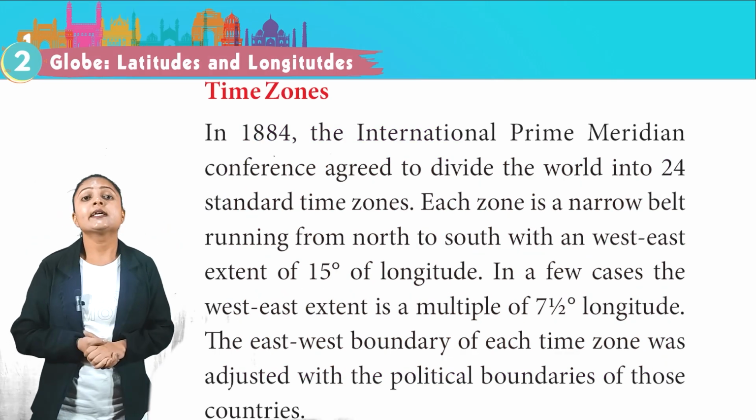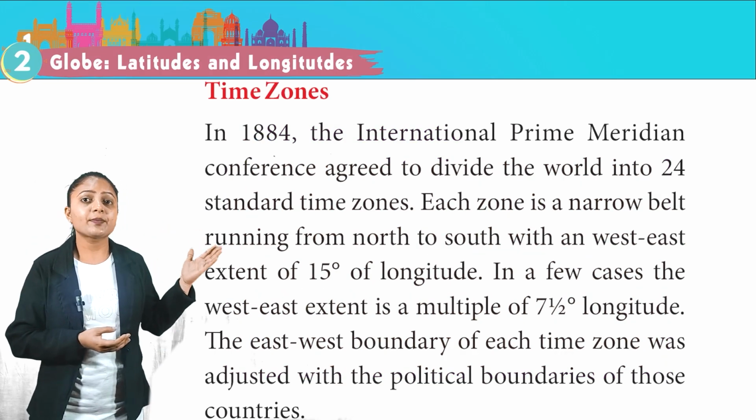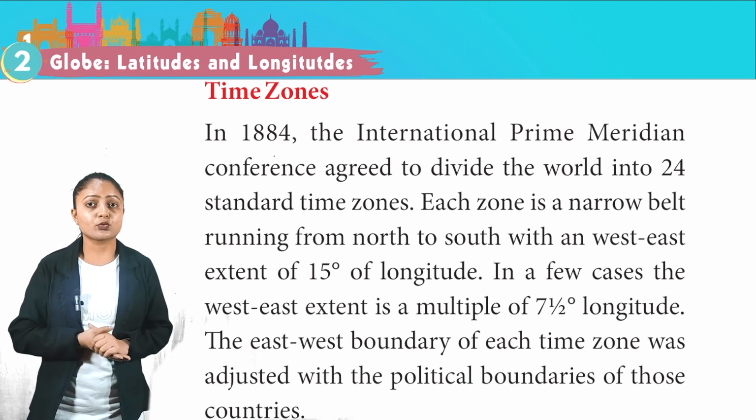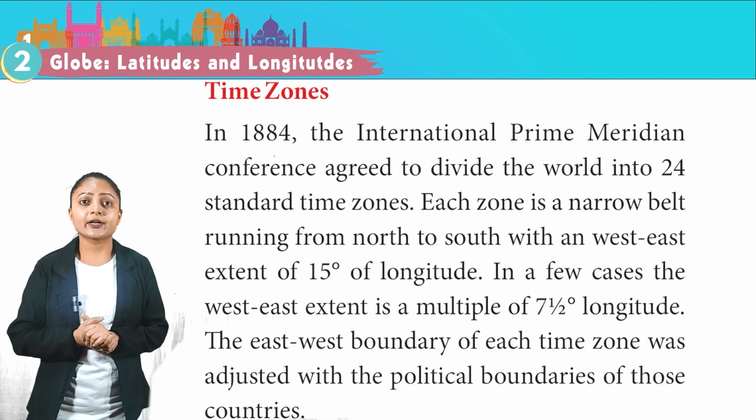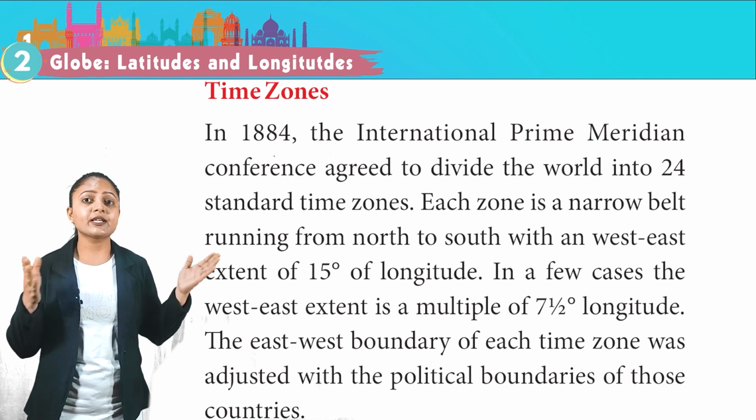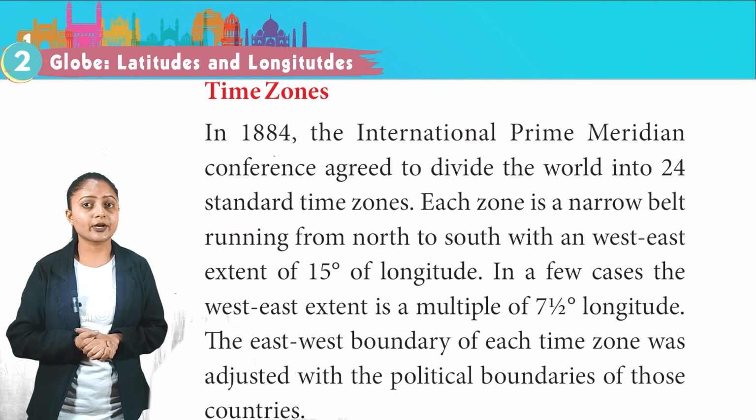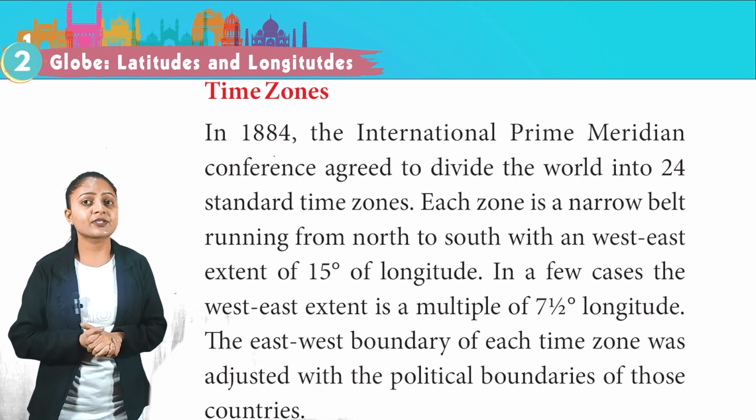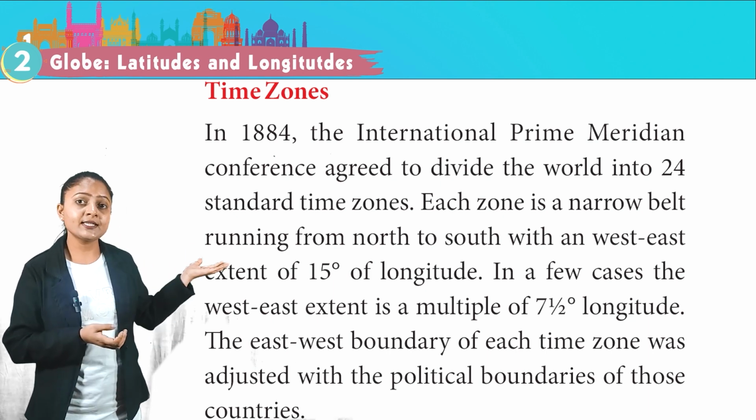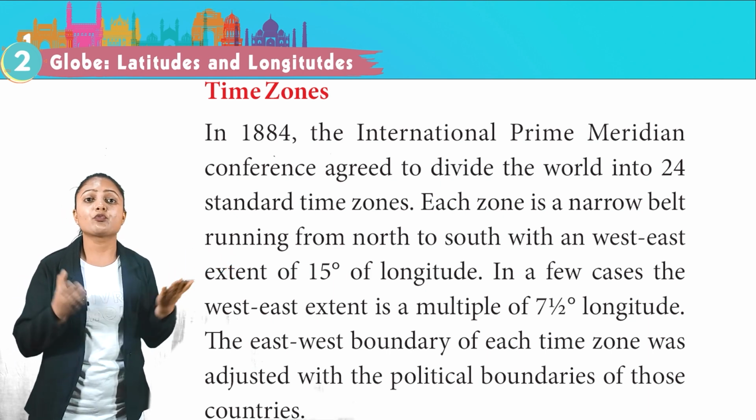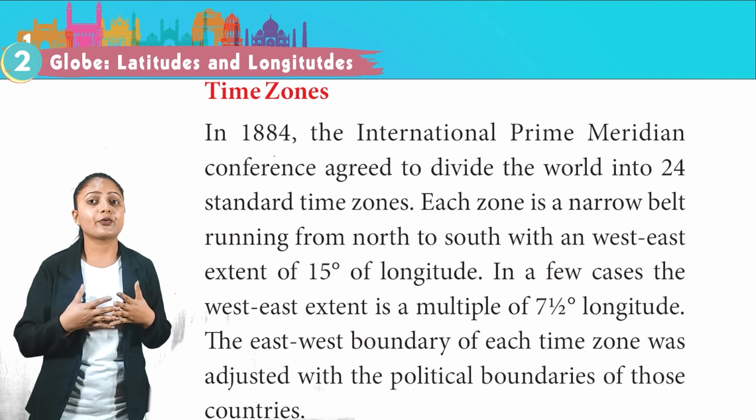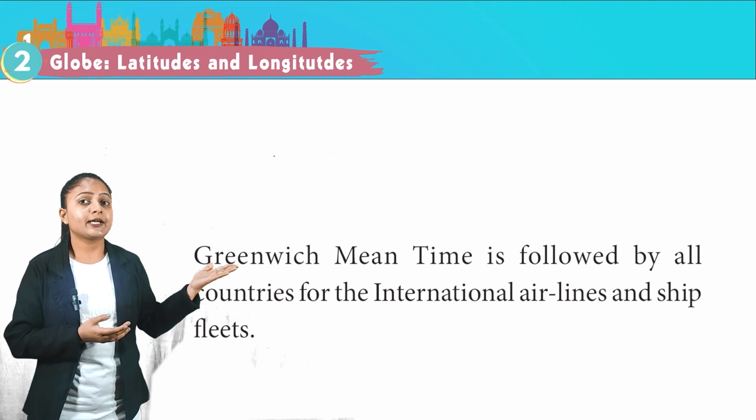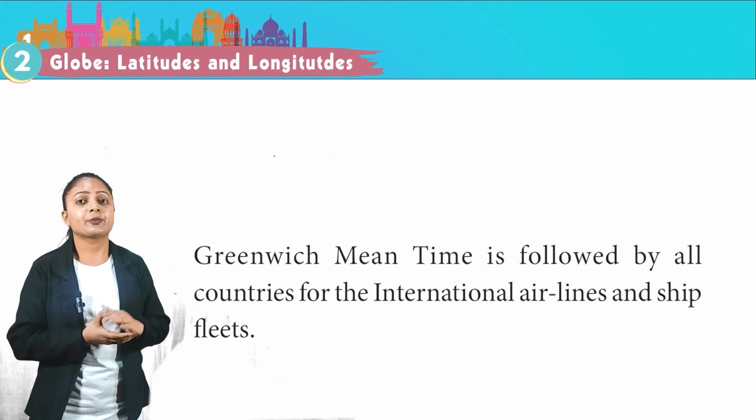Time zones. In 1884, the International Prime Meridian Conference agreed to divide the world into 24 standard time zones. Each zone is a narrow belt running from north to south with a west-east extent of 15 degrees of longitude. In a few cases, the west-east extent is a multiple of 7.5 degrees longitude. The west-east boundary of each time zone was adjusted with the political boundaries of those countries. Greenwich Mean Time is followed by all countries for the international airlines and ship fleets.